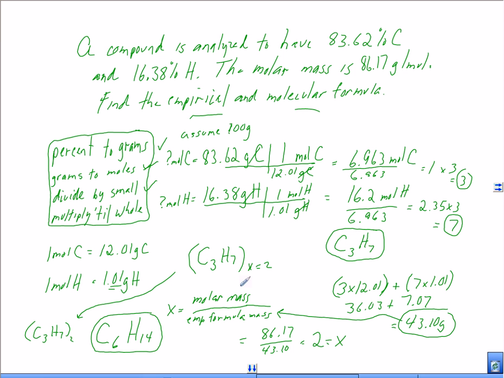So here's my empirical. After I find my empirical, I use this formula to find the multiple. The molar mass was given after we fixed it, 86.17. The empirical formula mass I had to solve for. I plugged it in there. 86 divided by 43 is practically 2. It's not exactly 2, but it's close enough. 2 is the multiple. 2 times 3 is 6. 2 times 7 is 14. There's my molecular formula.